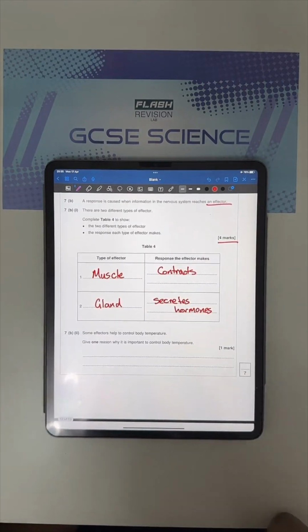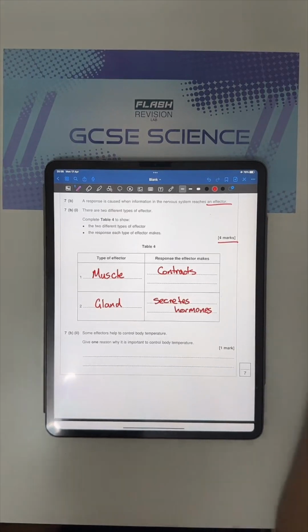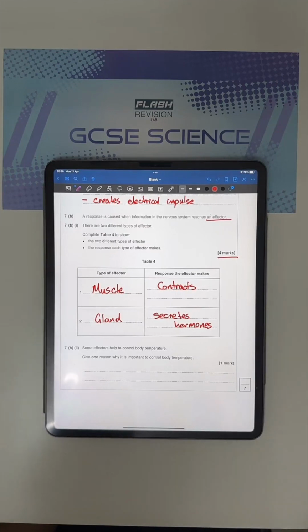Good. Some effectors help to control body temperature. Give 1 reason why it's important to control body temperature. Right, so this question is technically not the nervous system. It's to do more with homeostasis, but does anyone know what can happen if you can't control body temperature? Good, it's all to do with enzymes. It's going to cause enzymes to denature. If the body temperature gets too high, then enzymes are going to denature.